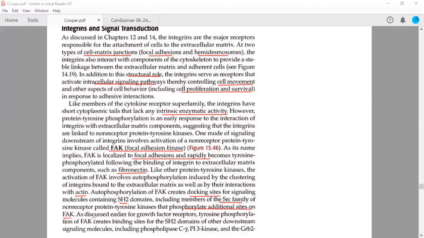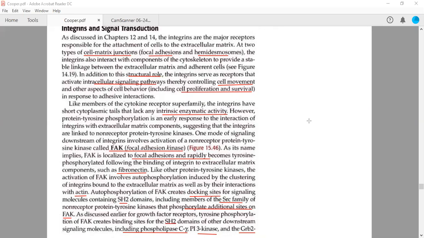As discussed earlier for the growth factor receptor, tyrosine phosphorylation of these kinases creates binding sites for SH2 domains of other downstream proteins. So many proteins can interact, including phospholipase C gamma, PI3 kinase, and GRB2. This is the adapter protein we discussed in yesterday's class. All these have SH2 domains, therefore they are able to interact with phosphotyrosine on this focal adhesion kinase.